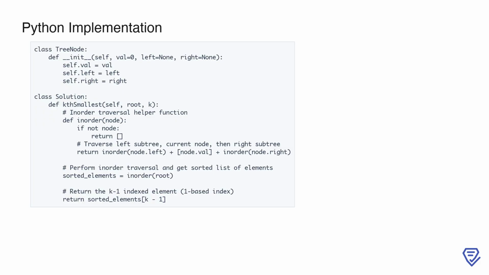5. Accessing the kth element. After the traversal, sorted_elements contains all the BST values in sorted order. Since k is 1-based, we return sorted_elements[k-1] to get the kth smallest element.